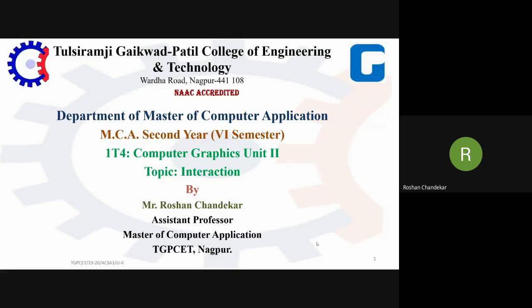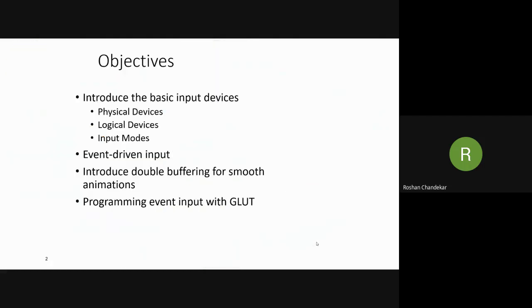Today we are talking about, in the computer graphics Unit 2, hardware interaction. In this topic, we will talk about physical devices, logical devices, and event-driven input devices. Then we will talk about double buffering for smooth animation, and programming events with a suitable graphical interface in this lecture. Interaction means we can interact with our hardware devices through a user interface, which we will discuss in this graphic hardware interaction.